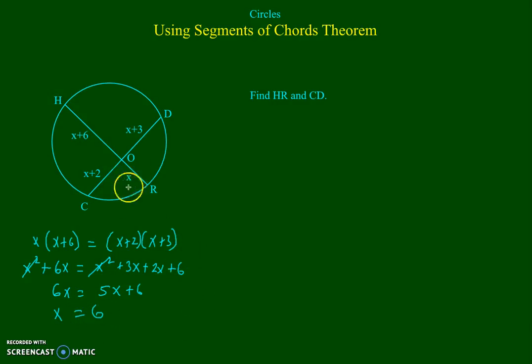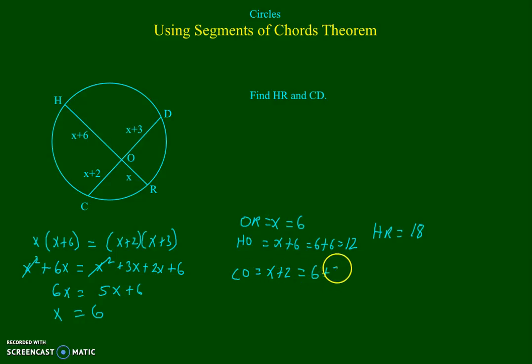So now if x equals 6, I can find these different segments. OR is going to be x, which is 6. HO is x plus 6, which is 6 plus 6, which is 12, which makes HR equal to 6 plus 12, which is 18. Then on the other side, we have CO is x plus 2, which is 6 plus 2, and that becomes 8. OD is x plus 3, 6 plus 3, 9. 8 plus 9, that makes CD 17.